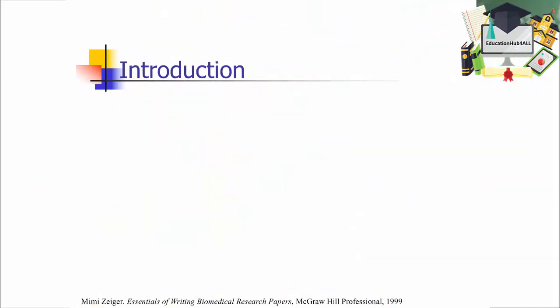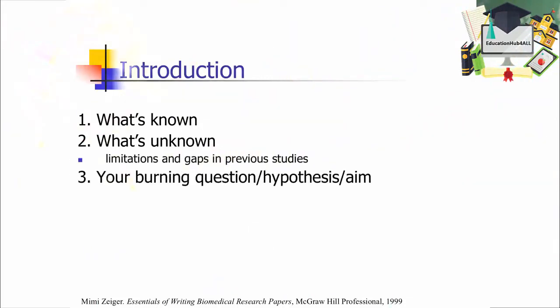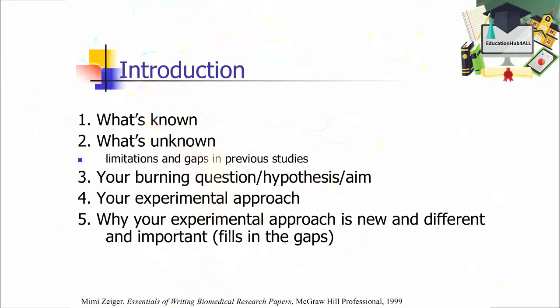Similarly, Mimi Zeiger in her book that I've referenced before gives a similar structure for the introduction. So she says you start with what's known. Those are the previous studies. Then you give the what's unknown. Those are the gaps and limitations in those previous studies. And then you move into the specific question or aim or hypothesis of your study. The we aimed to, we hypothesized to. Then you give away just enough about your experimental approach to show how your study is going to fill in the gaps and limitations of previous studies.